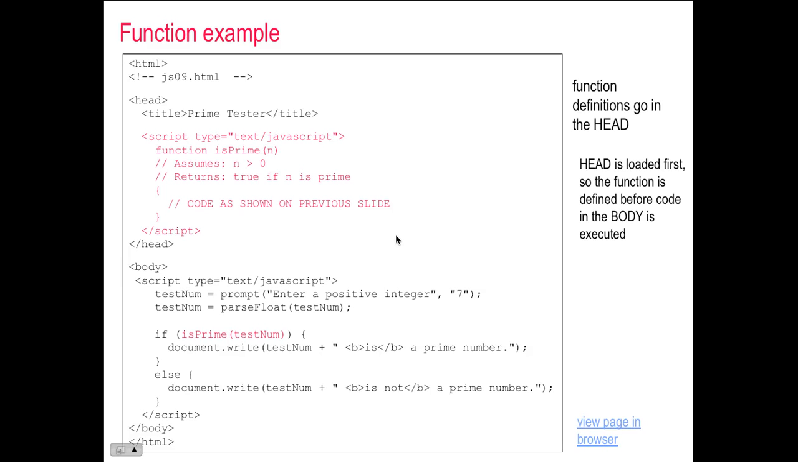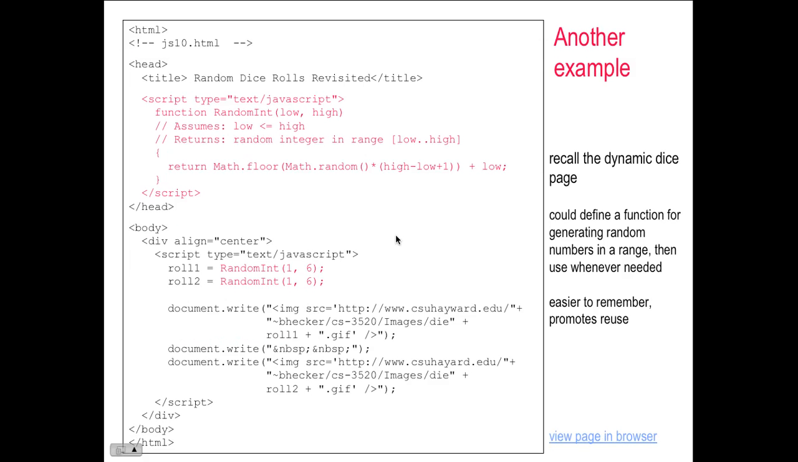So you can do something like this for the GPA, actually. Write a little function, put it in the JavaScript, put it in the head section, excuse me, and then run it inside of the code. Here's another example. We have the random dice rolls revisited. Up here we have a random integer function, same as before, and then we're going to run it here. Recall that the dynamic dice page could define a function for generating random numbers in a range when it was needed. Easy to remember and promotes reuse if we put it up here.